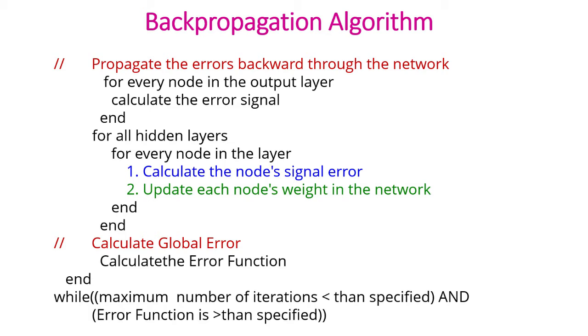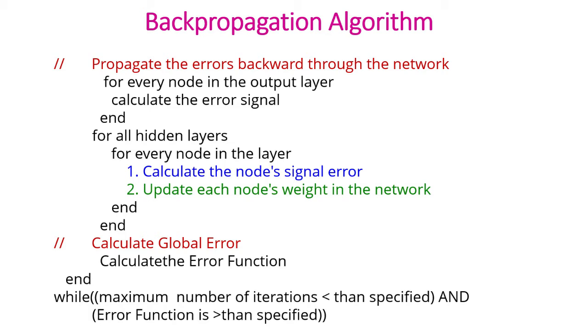For every node in the output layer, do the following. Calculate the error signal, then end. For all the hidden layers and for every node in the layer, do the following two steps. Calculate the node's signal error, update each node's weight in the network, then end. Next step is to calculate the global error. Calculate the error function and end.